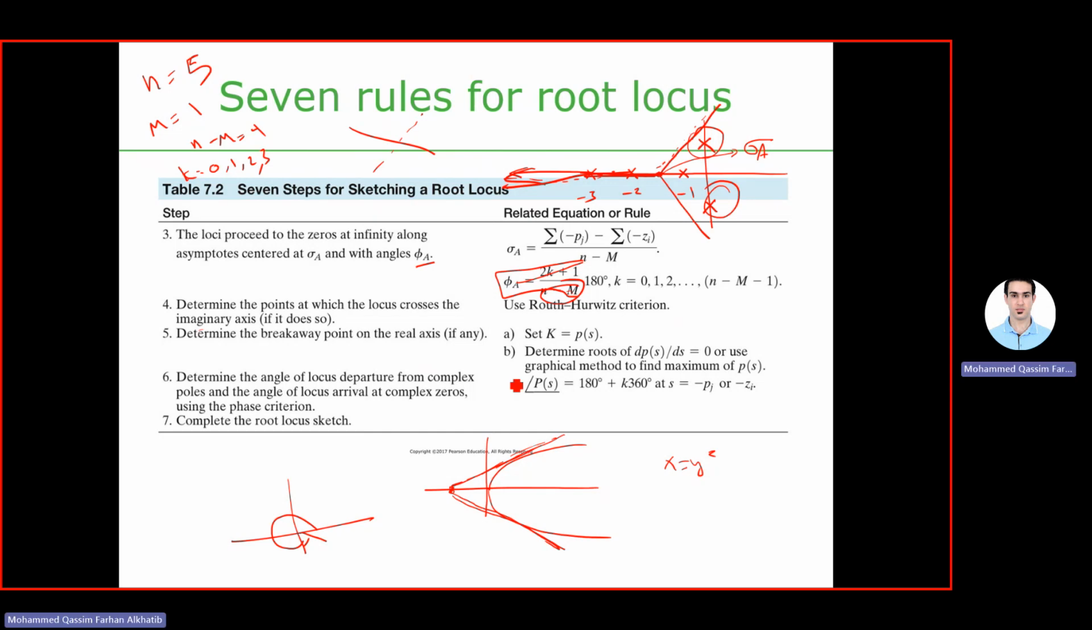Actually, there is another method in the slides. We will try to do both.